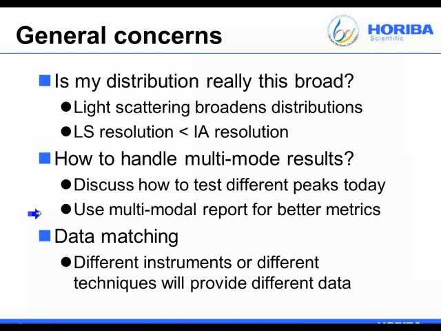And if it does turn out that every mode in the distribution is real, generally you don't want to use the mean and the median of the entire distribution as your key performance indicator, your product quality indicator, because the mean or median may show up right in the center of the distribution where there really aren't any particles, or it could just be very sensitive. So use the multimodal report to split out the different peaks and get statistics on each individual one.